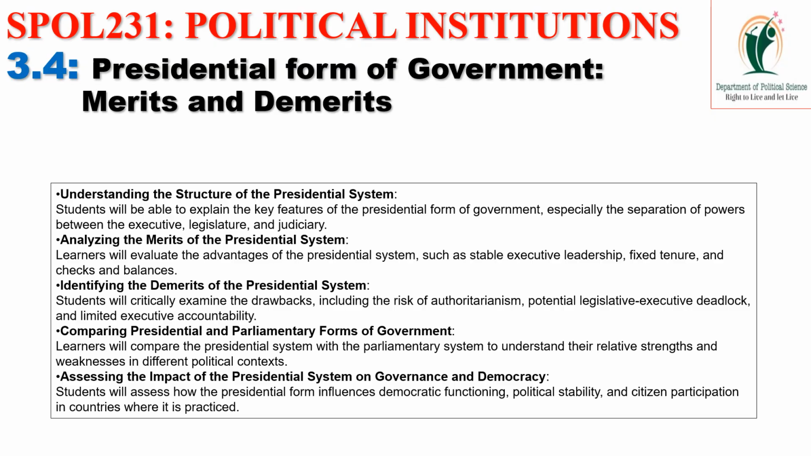Learning outcomes. The fourth chapter of this unit is presidential forms of government, merits and demerits. By the end of this chapter, the learner should be able to understand the structure of the presidential system, analyze the merits of the presidential system, identify the demerits of the presidential system, compare presidential and parliamentary forms of government, and assess the impact of the presidential system on governance and democracy.